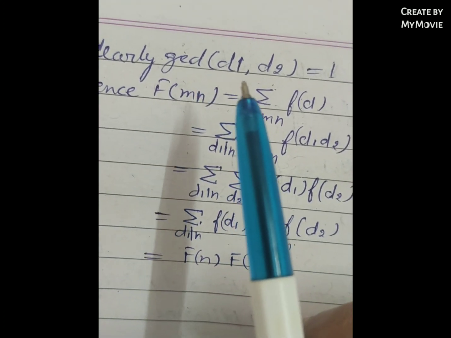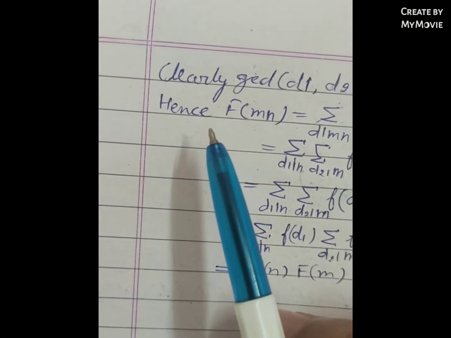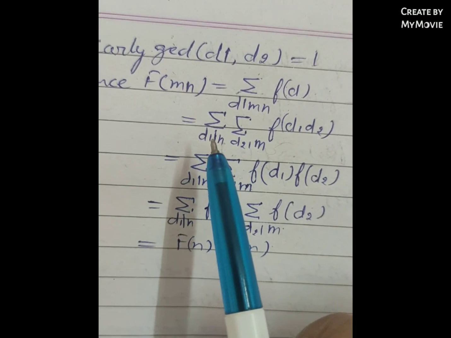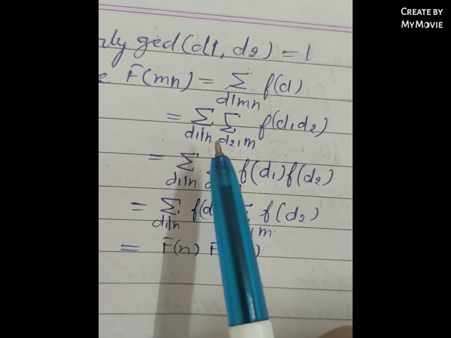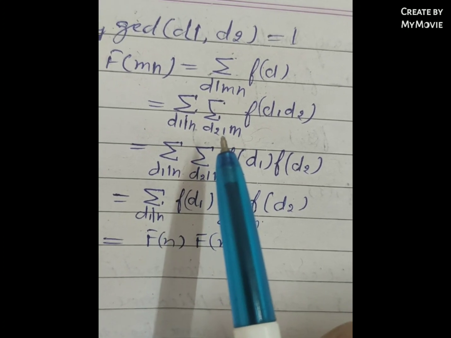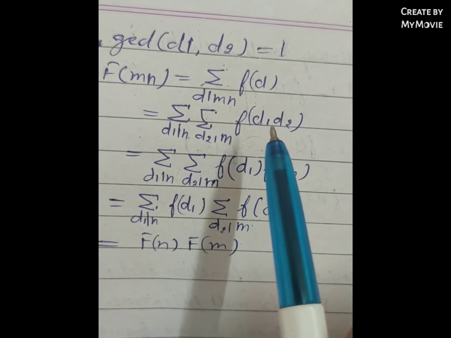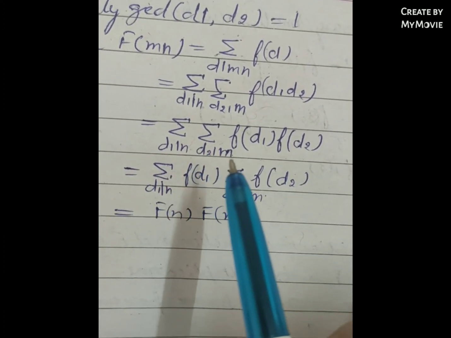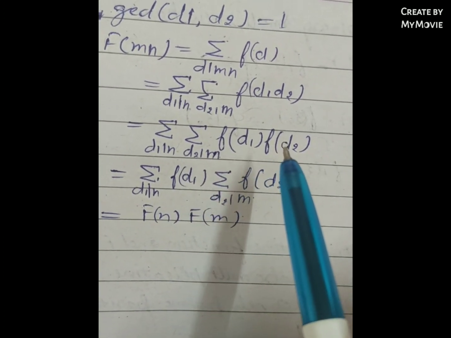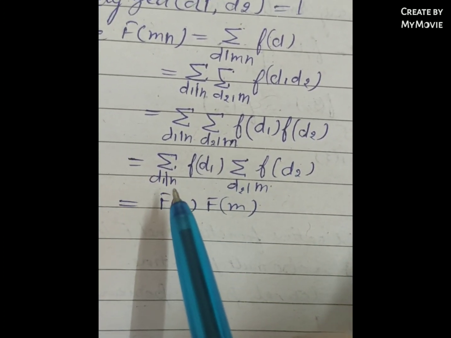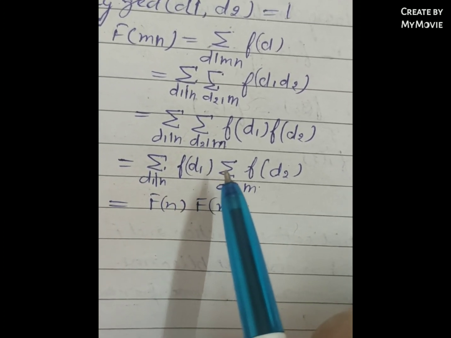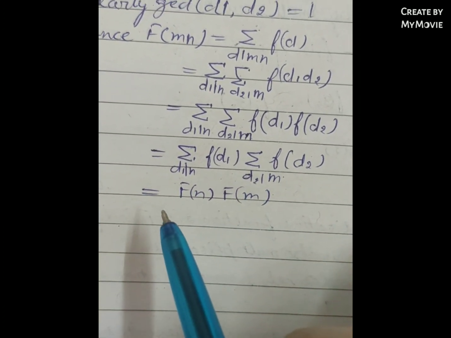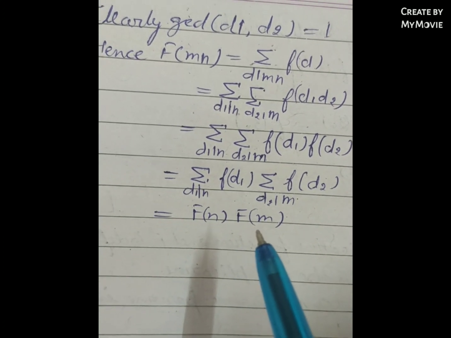Clearly, the greatest common divisor of d1 and d2 is 1. Hence, from f of mn is equal to sigma d divides mn of f of d, which equals sigma d1 divides n into sigma d2 divides m of f of d1 d2, which equals sigma d1 divides n, sigma d2 divides m of f of d1 into f of d2, which equals sigma d1 divides n of f of d1 into sigma d2 divides m of f of d2, which equals f of n into f of m.